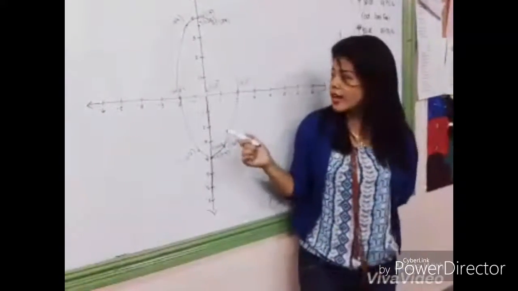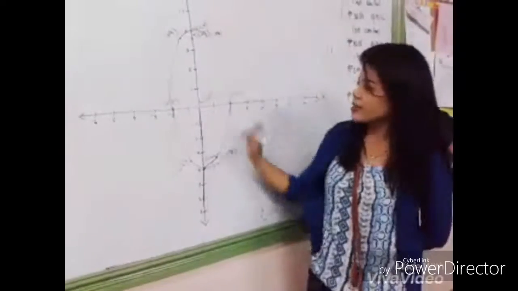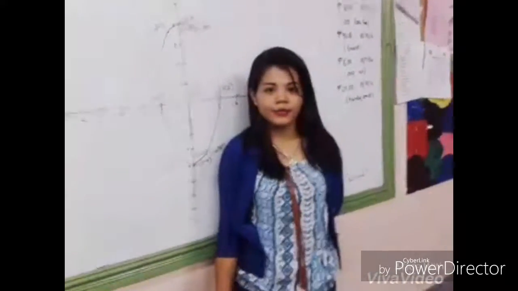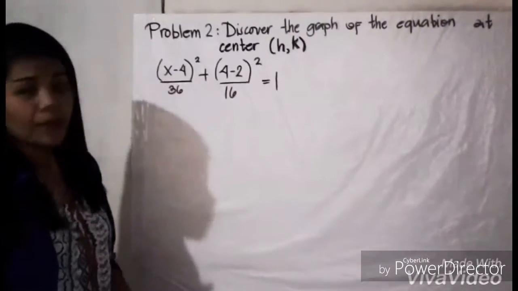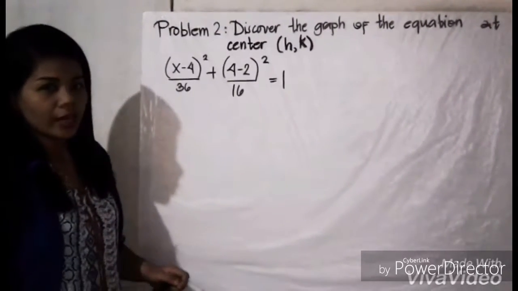So, as we can see, our graph is along the y-axis. Now let us proceed to problem number 2, which is to discover the graph of the equation with center (h, k).